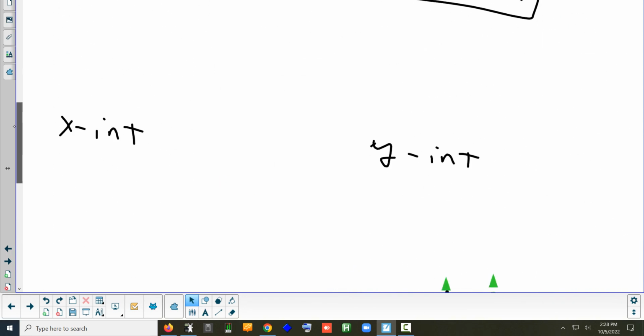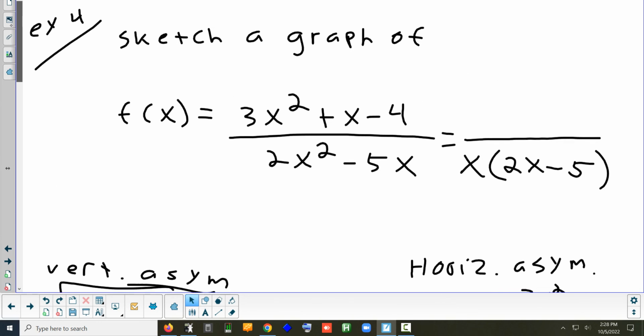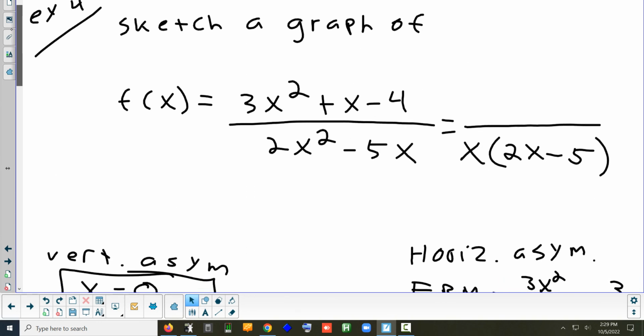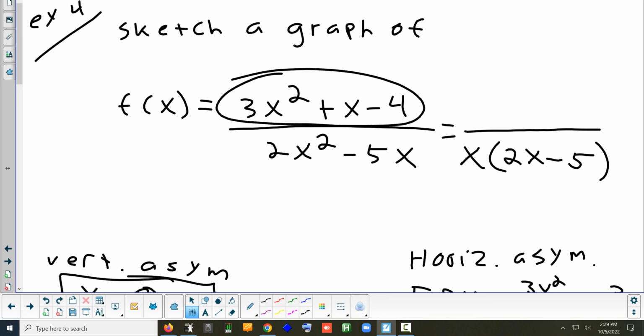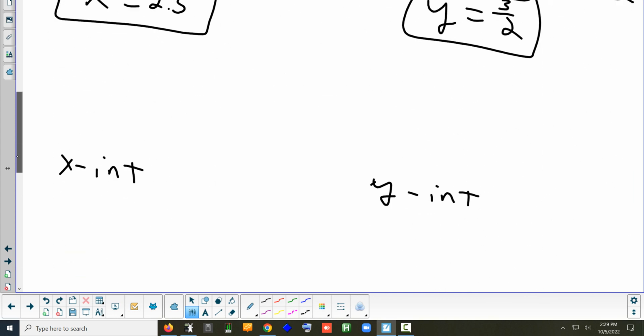Now, they also mentioned the x-intercept. Well, I'm not worried about the x-intercept here because that means we have to set this equal to 0. That's just going to be a mess. And it's only going to be one single point, so how much is that really going to help us out? I do want to look at the y-intercept though.